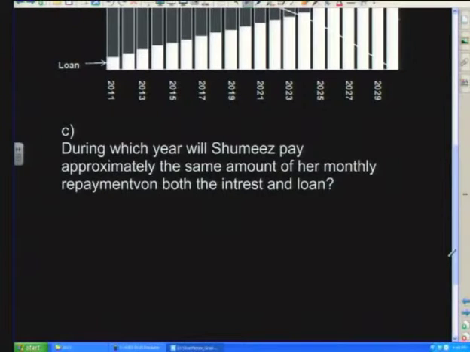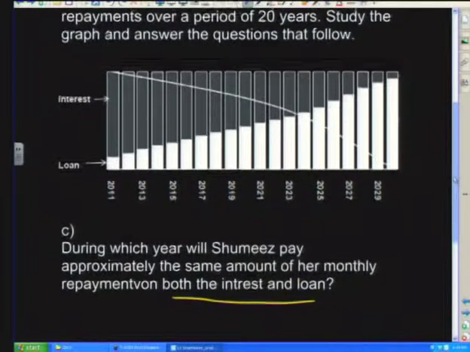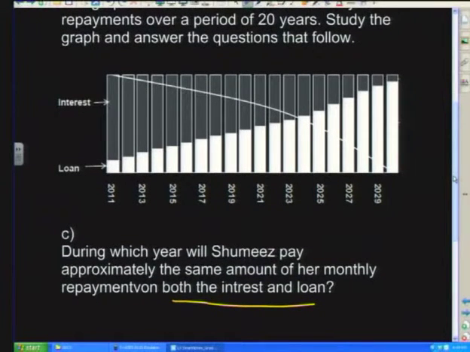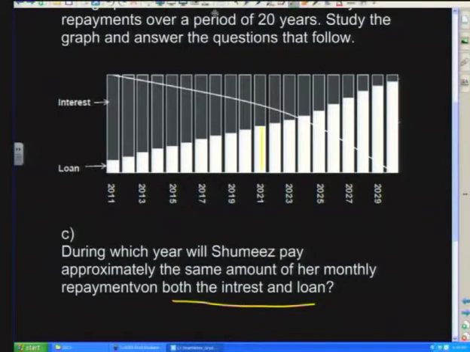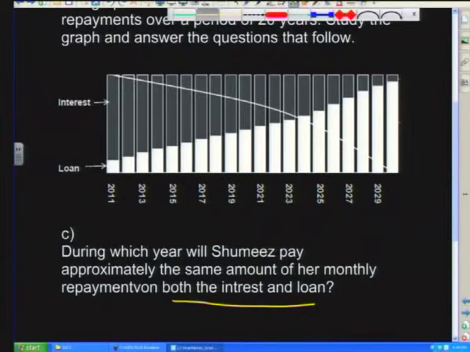During which year will Shamiz pay approximately the same amount of her monthly repayment to both the interest and the loan? Okay, we've got another little bit of a gremlin in the works. We'll just leave it there. So this is repayment. And now what we're looking for is one where our white and our black are about the same. Let's delete that. Let's draw a line. I think it's probably there. Let me change this color. Let's undo that. Let's change that to this green.